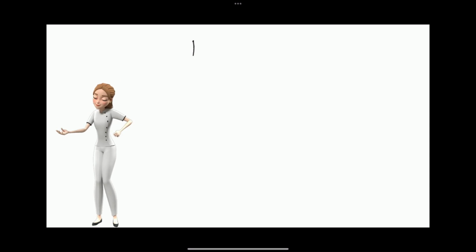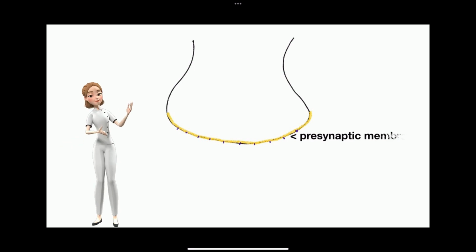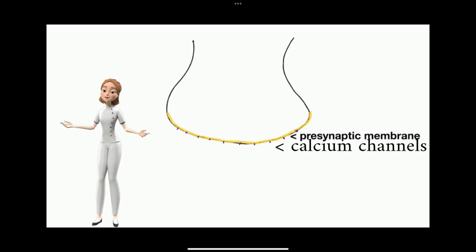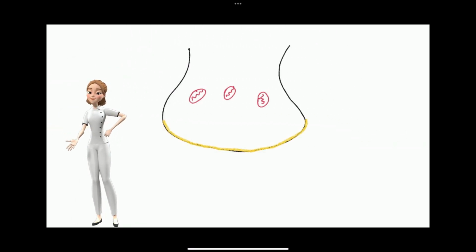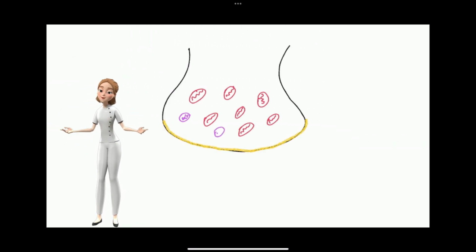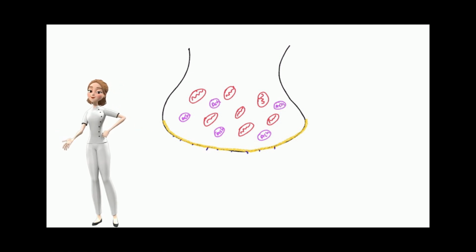Terminal button. Fine branches of the axon end in small swellings called terminal buttons. This is the presynaptic membrane. It is the axonal membrane lining the terminal buttons of the nerve endings. These are calcium channels on the nerve terminal. Mitochondria are present in the nerve terminal. The acetylcholine is synthesized in mitochondria and stored in vesicles.